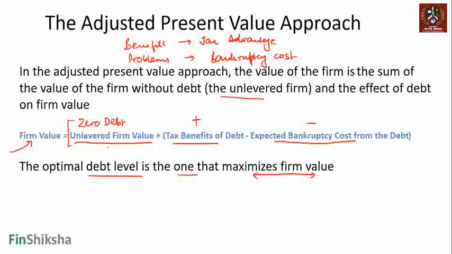Obviously, we will need to find the unlevered firm value. What we get in the market is the levered firm value. We will need to identify the tax benefits of debt, and we will need to calculate the expected bankruptcy cost. Remember, bankruptcy cost is a function of both the direct costs and the indirect costs. So we have to look at both of these costs and try to arrive at a number, and that is going to be the tricky part of our discussion here.